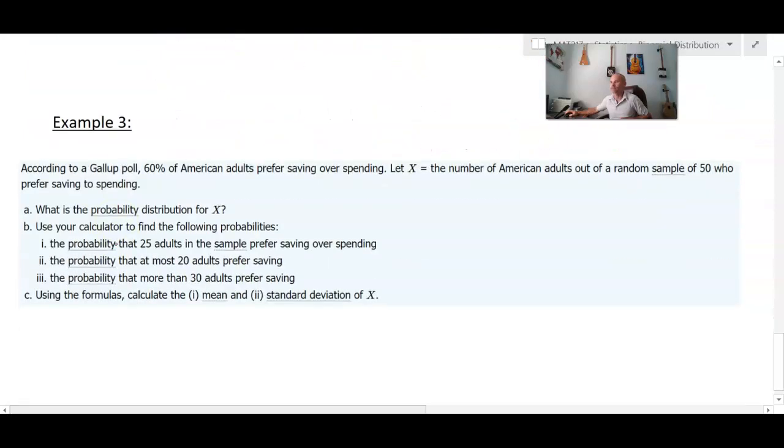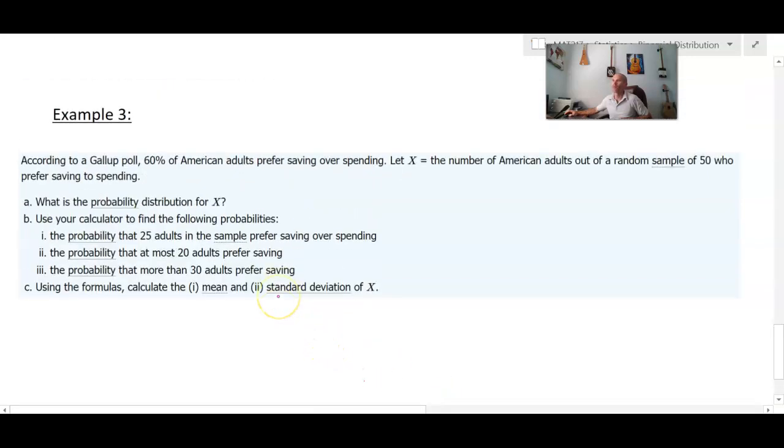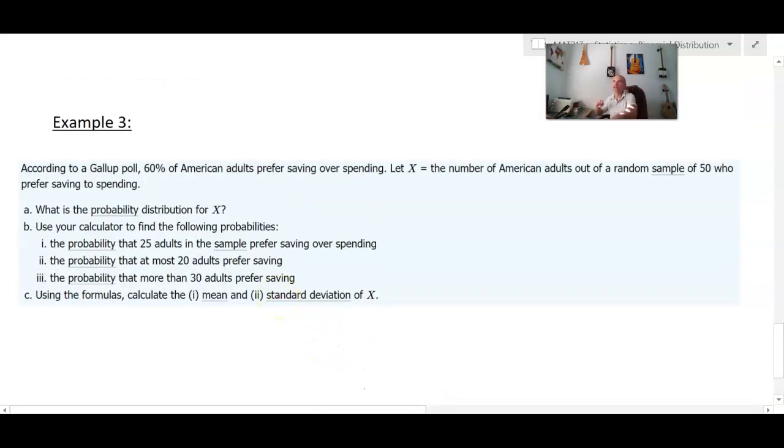We'll take a look at one final example here. In this example, according to a Gallup poll, 60% of American adults prefer saving over spending. Let X equal the number of American adults out of a random sample of 50 who prefer saving to spending. So we can see that we have two preferences. We have two possible outcomes. We have an outcome of saving and an outcome of spending.